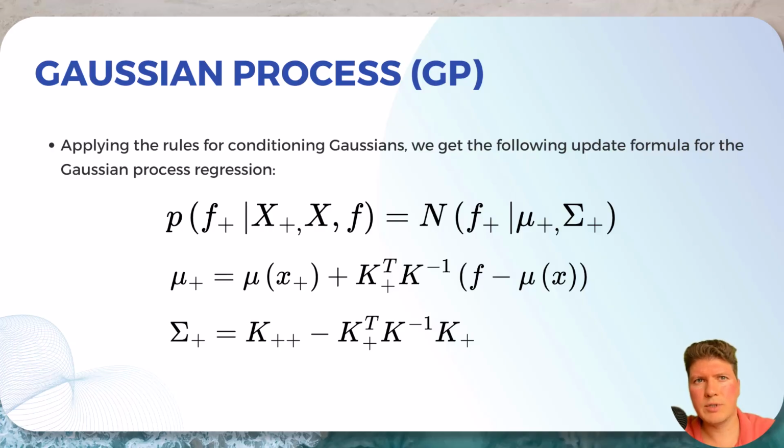Applying the rules for conditioning Gaussians, we get the following update formula for the Gaussian process regression.